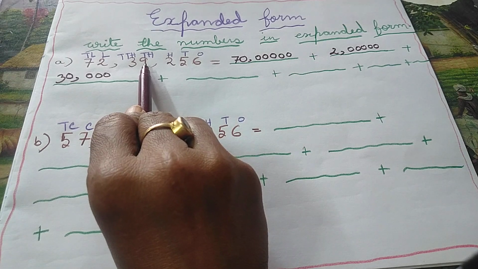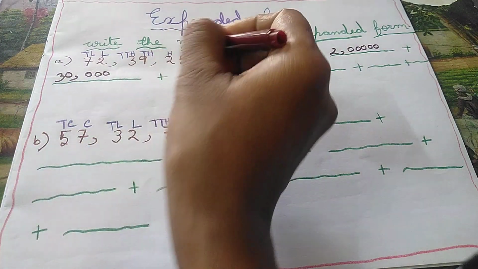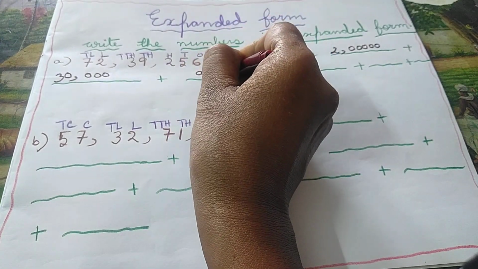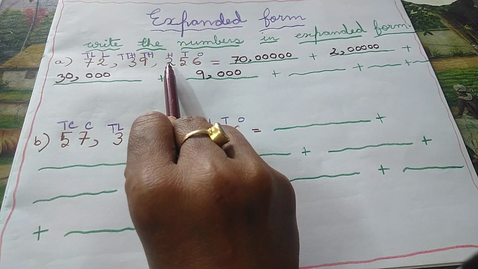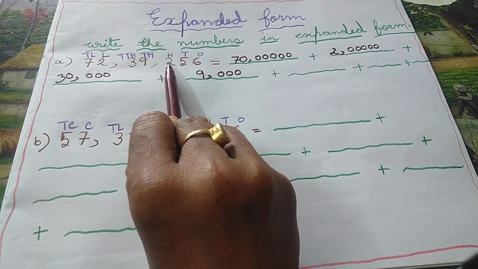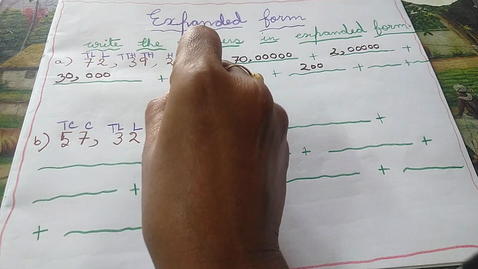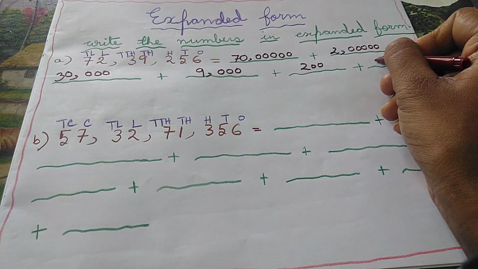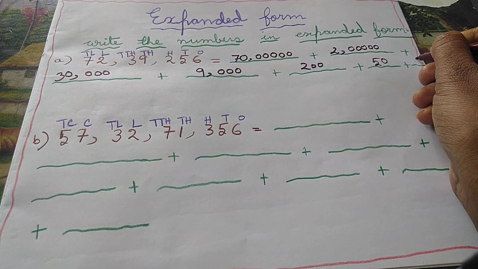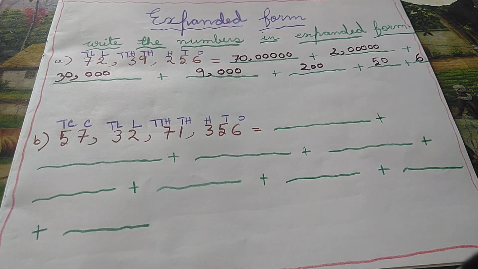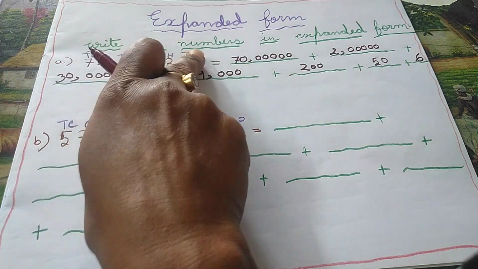The next digit is 9. So what is the place value of 9? 9,000. 9. For 1000, there will be 3 zeros. The next digit is 2. What is the place value of 2? 200. Write 200. Then 5 tens. That is 50. 6 ones. 6 ones is equal to 6. Okay. This is the expanded form of this number.